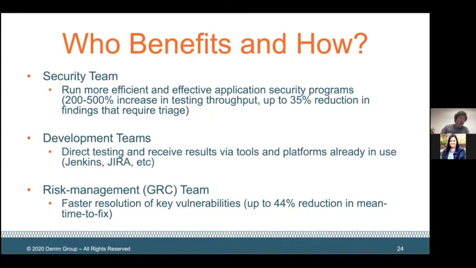For the development teams, we stop the process of emailing them Excel spreadsheets or PDF documents, whatever that might be, and instead we communicate with them in the tools they're already using. Again, on the left side of the equation, they can use Jenkins or their CI/CD pipelines to order testing.